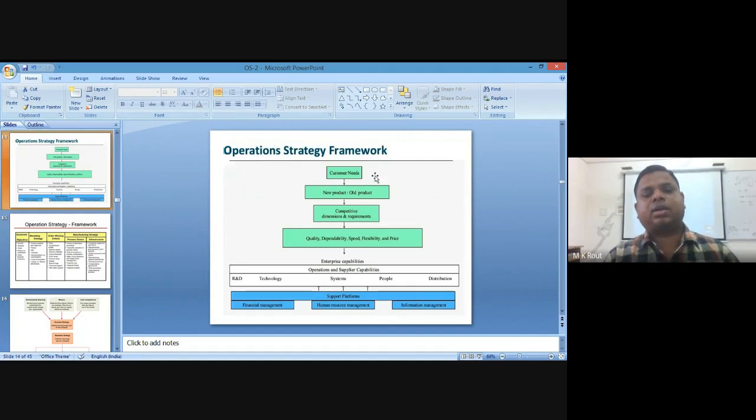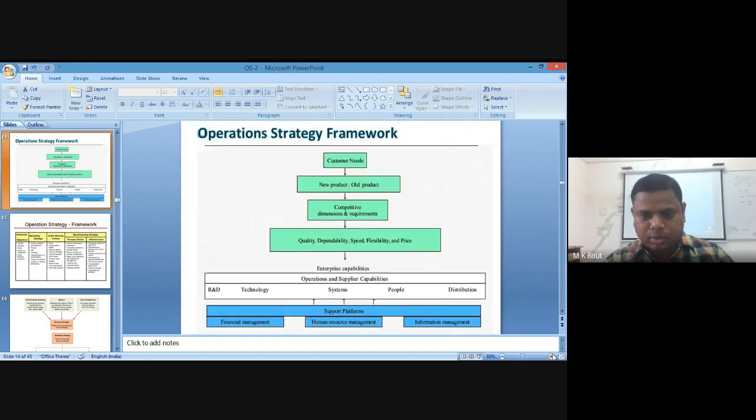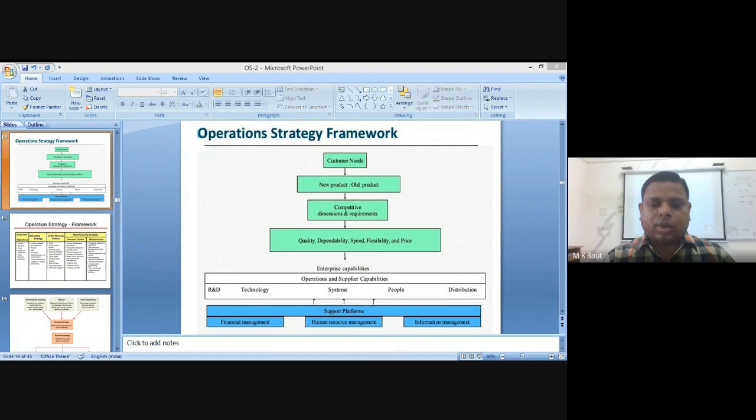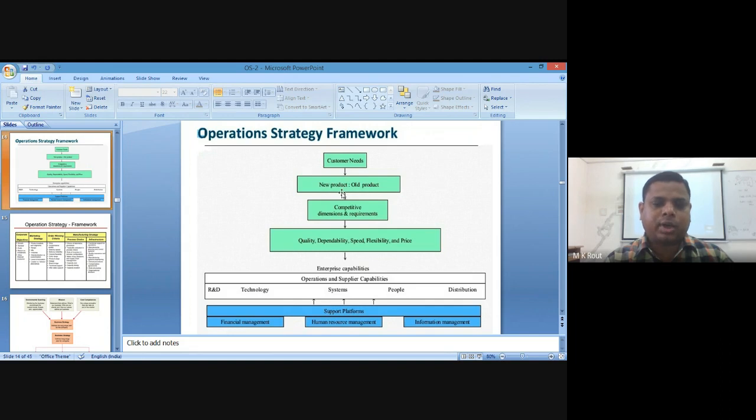So moving to the next part, if you go to the operational strategy framework, first you have to identify the customer needs. Is the slide visible? Yes or no? Okay. First you have to go to the customer needs. If you have an old product, then you must go for a new product.